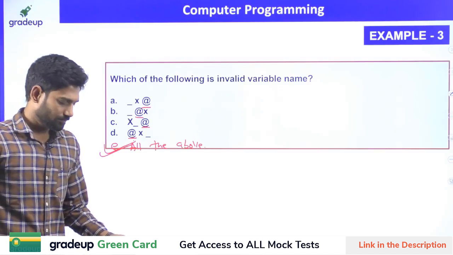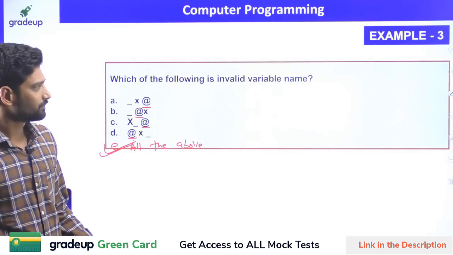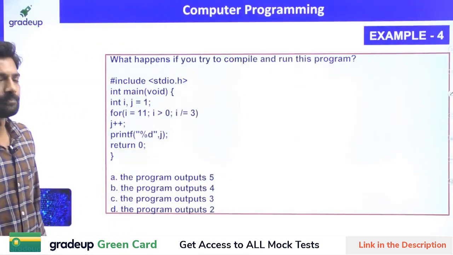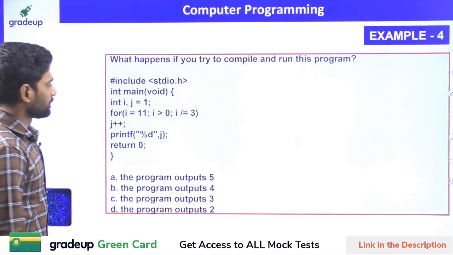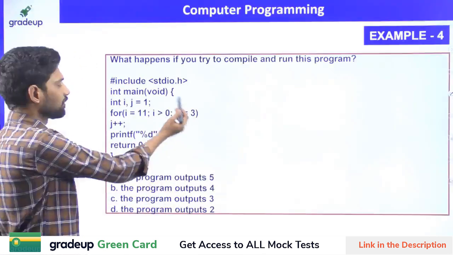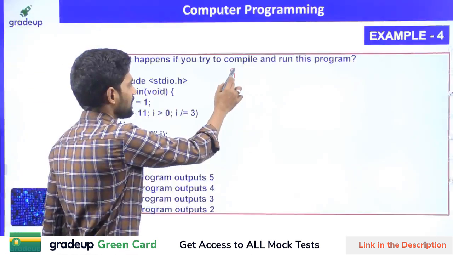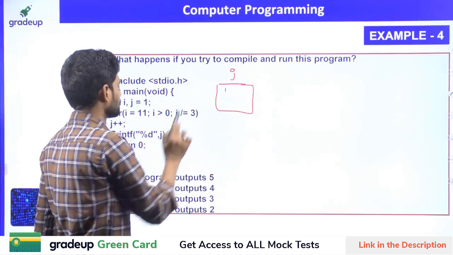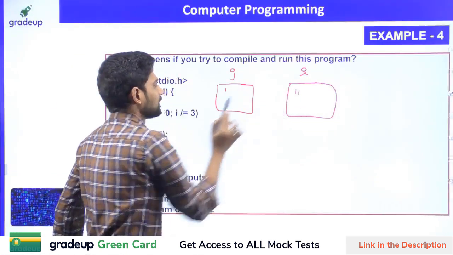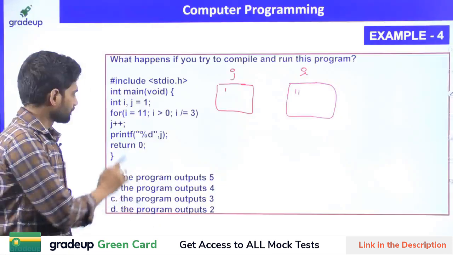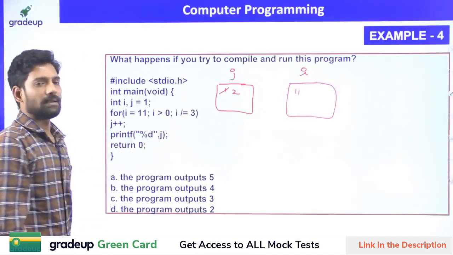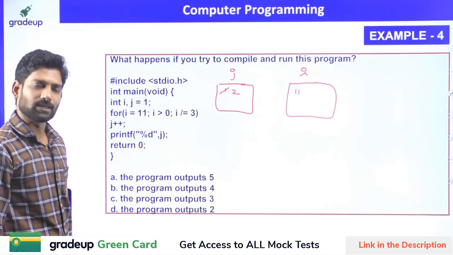Okay, next one. What happens if you try to compile and run this program? Int i, j = 1, i is equal to 11, i greater than 0, i equal to i by 3. So initially j is 1, i is 11, 11 greater than 0, true. j++, j becomes 2, i is equal to 11 by 3, which is 3 only.